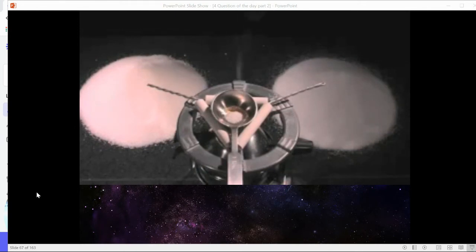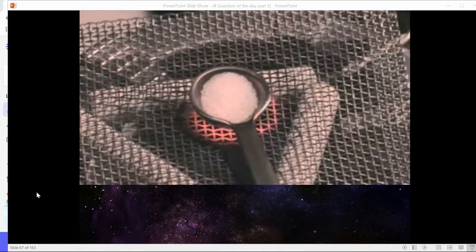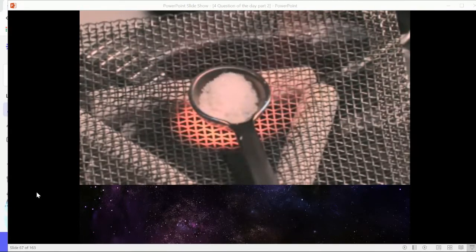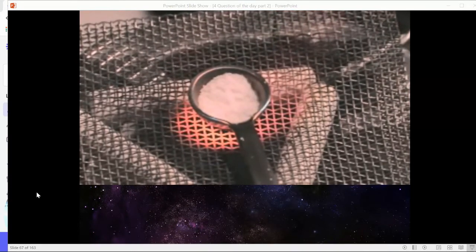Melting sugar, which is breaking a covalent bond, is simple and makes caramel. Melting table salt is very different and requires temperatures higher than 1400 degrees Fahrenheit. Ionic bonds are very stable bonds.